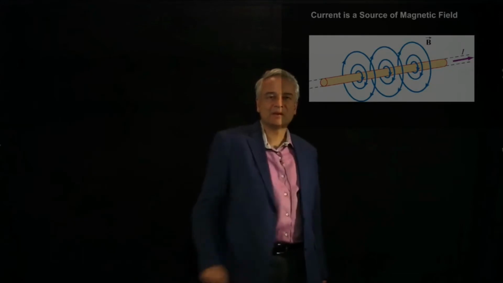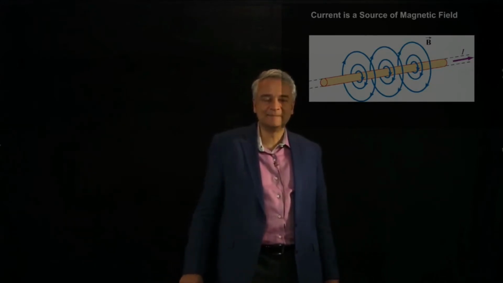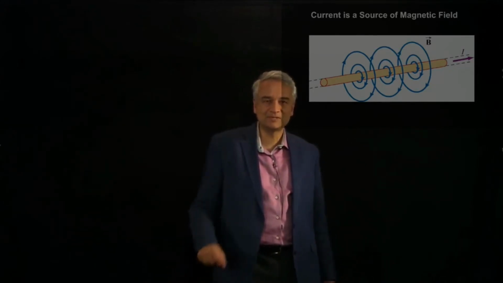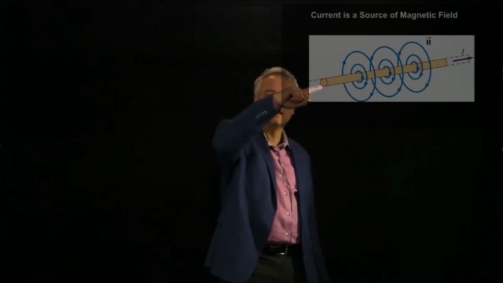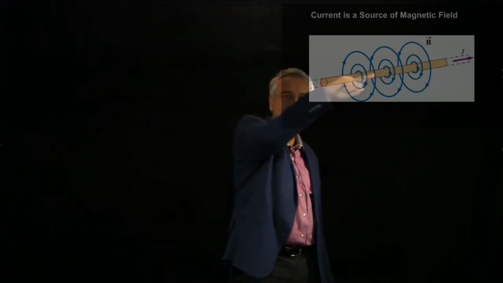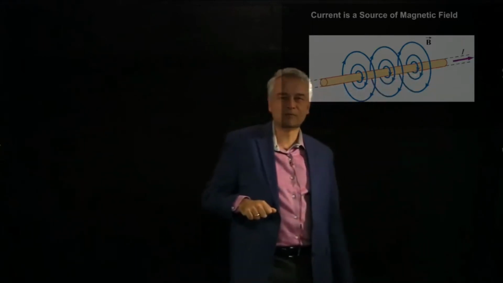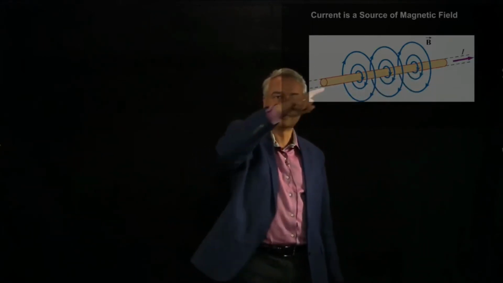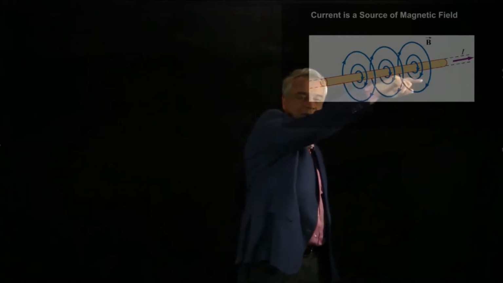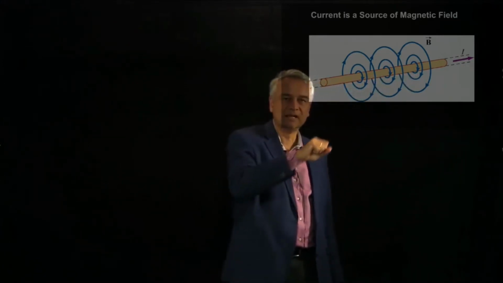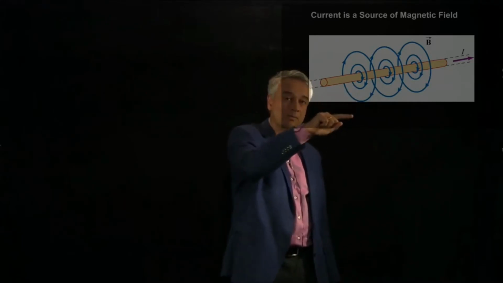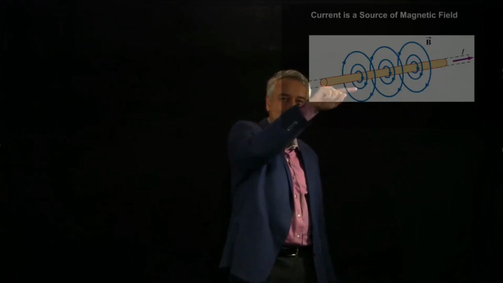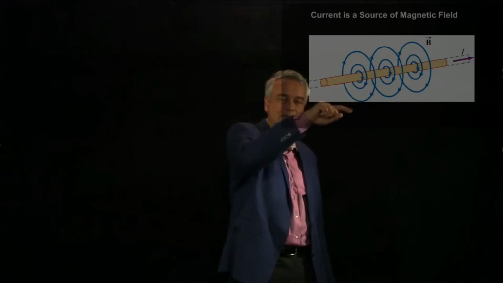So if we compare and contrast the electric force to the magnetic force, if I imagine that instead of carrying a current, this had a charge density along this wire, then it would be a source of electric field. If I had a bunch of charge along a wire like this, then it's a source of electric field. And the electric field points radially outward. It points away from the wire, or it points radially inward. It points towards the wire. It doesn't point around the wire.